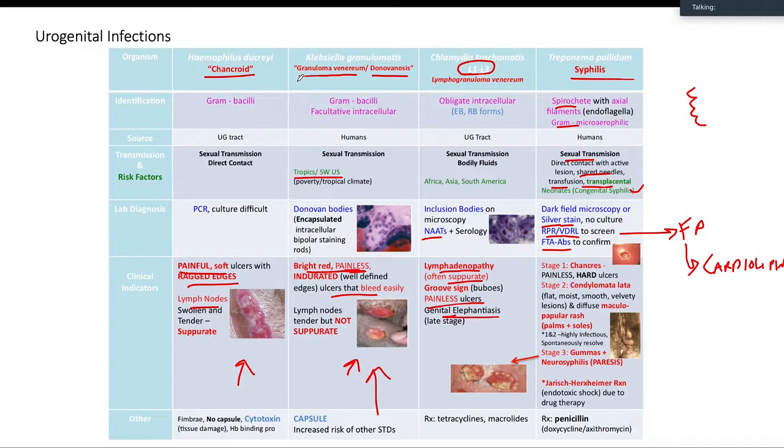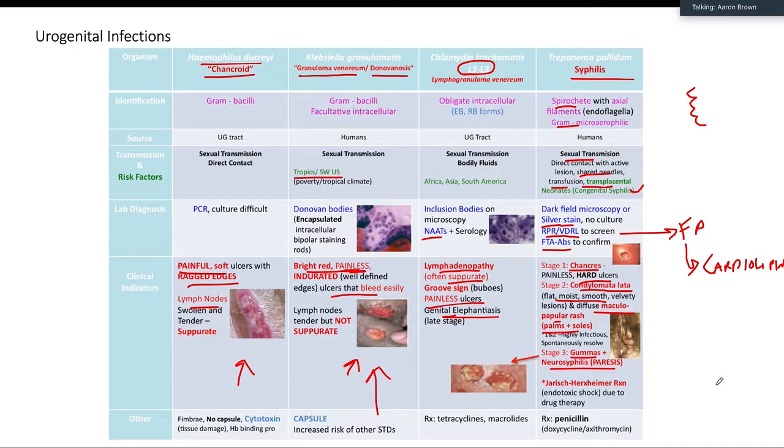So initially, we're going to start with these painless hard ulcers that look a bit like the ulcer of Haemophilus ducreyi, except they do not hurt. Okay, painless and hard. Next, we have this condylomata lata, which is these maculopapular, moist, velvety lesions. We can also get a rash on our palms and soles. And then stage three, we end up with gummas, neurosyphilis, sort of loss of our nervous system. Syphilis can really involve every single part of our body. It's really remarkable. It causes problems everywhere from our eyes, our nervous system, our skin. It really can have a manifestation everywhere.